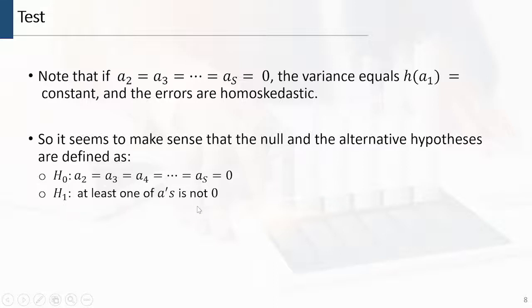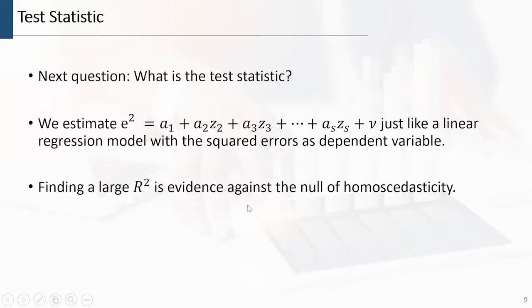And the alternative hypothesis is, of course, at least one of the coefficients is not 0. Okay, and how do we calculate the test statistics? So basically, here is what we can do. When we do the estimation, it's just a linear regression with the square error as a dependent variable.